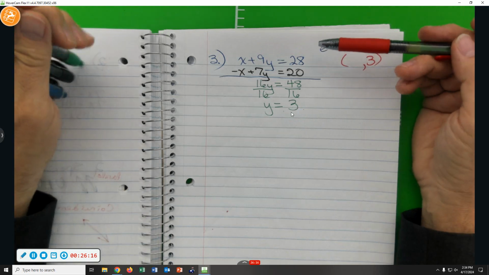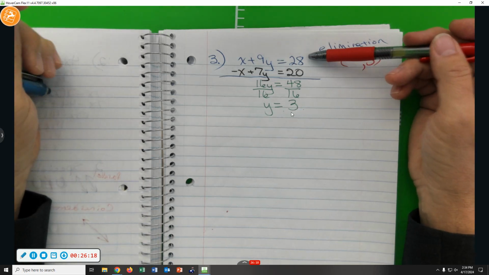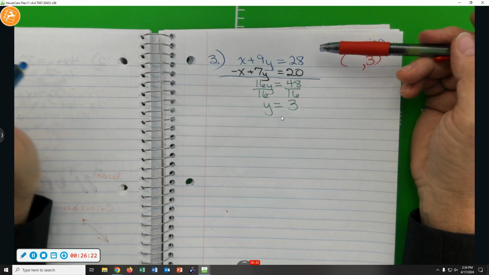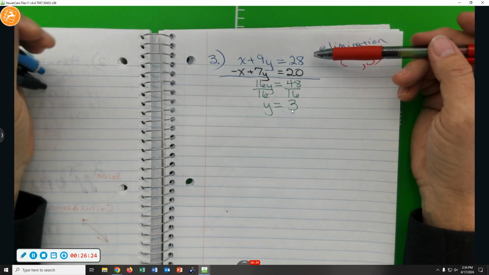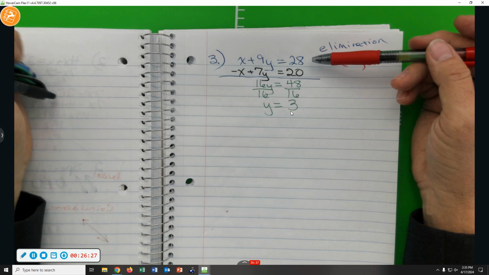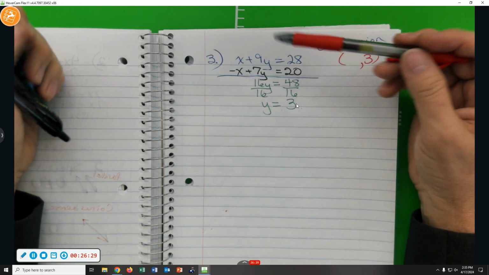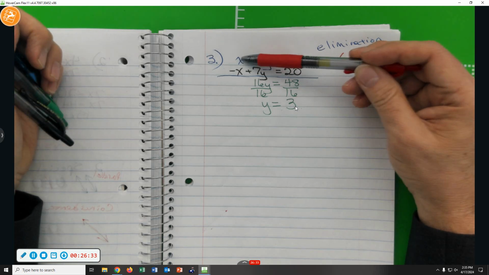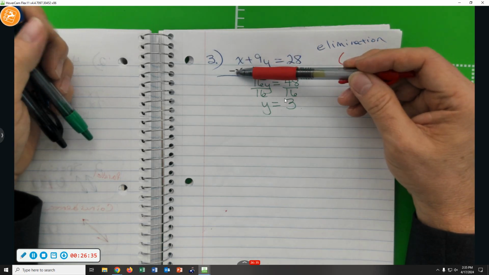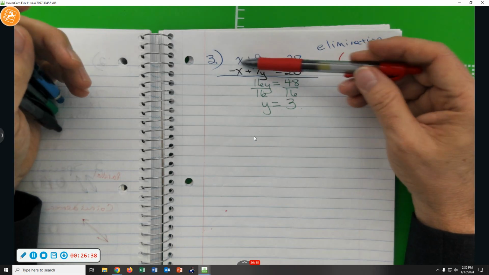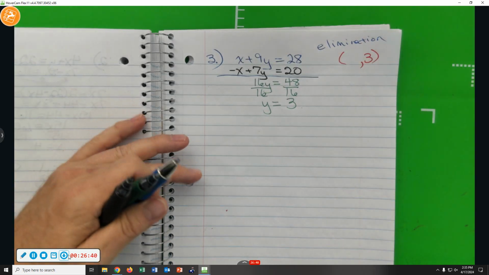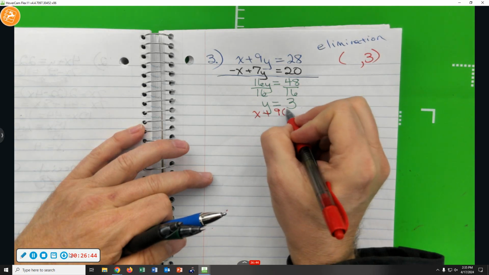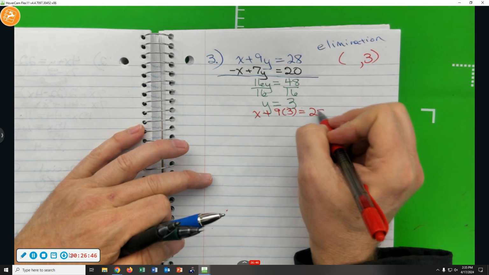Which equation do you think would be easiest to plug into? My advice is it doesn't matter. You can use any one you want, but use the one that has the fewest negatives maybe. So if we're trying to solve for x here, I think the first one would be the easiest. Down here we'd have to deal with that -1 in front of x. So I'm going to plug into that first equation. That's going to give me x plus 9 times 3 is equal to 28.